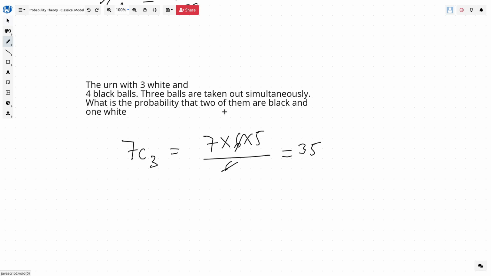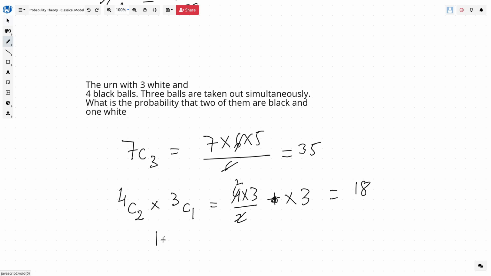Now if you have to select 2 of them black, how many ways can that be selected? That can be selected in 4C2 ways, and 1 is white, so that can be selected in 3C1 ways. So this is nothing but 4 into 3 divided by 2, which is 6, into 3. So that can be done in 18 ways. So the probability of this will be nothing but 18 divided by 35, right?